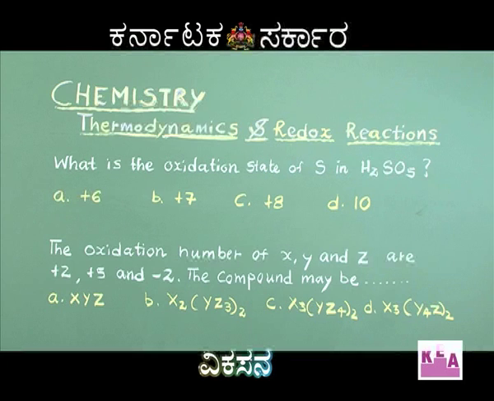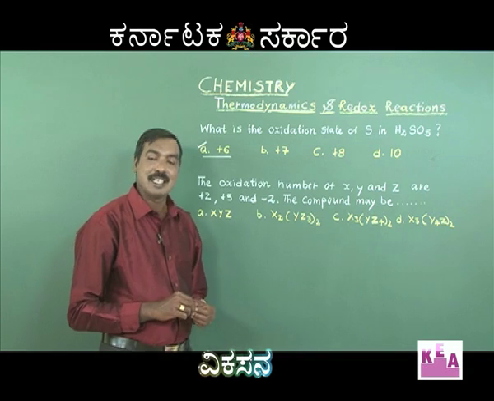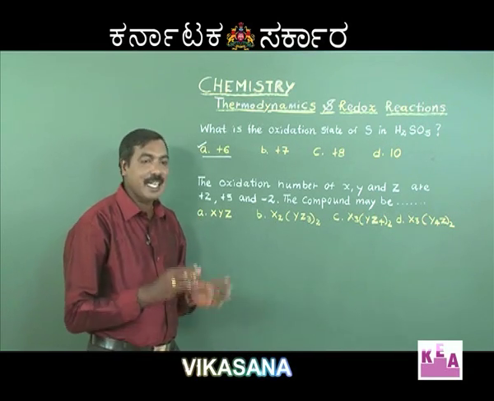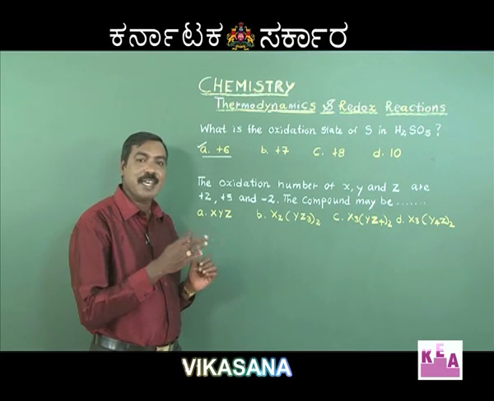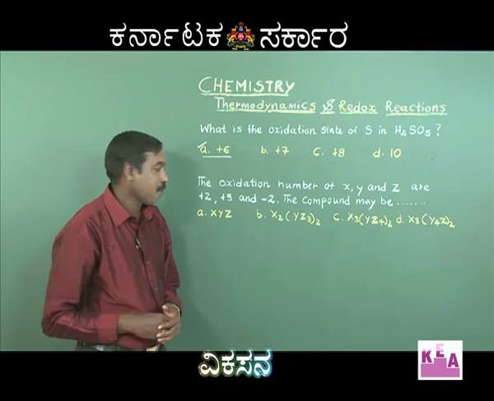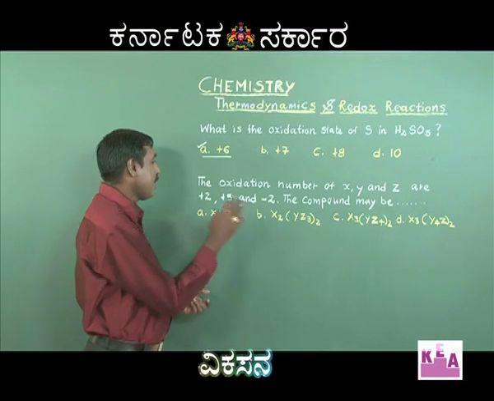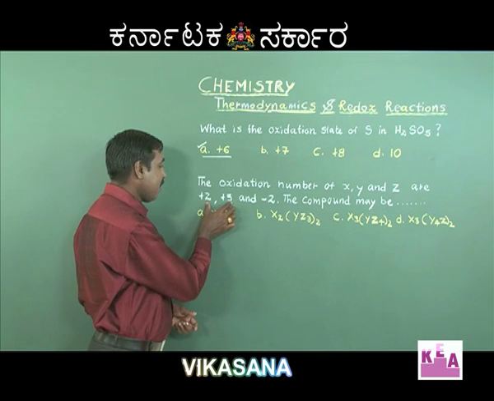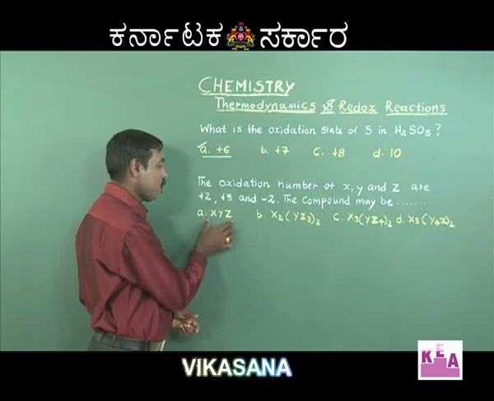We will move on to the next question. The oxidation numbers of X, Y and Z are +2, +5 and -2. Which of the compounds is holding all these oxidation states? Now you know the general rule, the sum of oxidation numbers is equal to 0. Let's see by substituting the values of X, Y and Z which matches it. If I substitute X is equal to 2, 2 plus 5 is 7, 7 minus 2 happens to be 5.